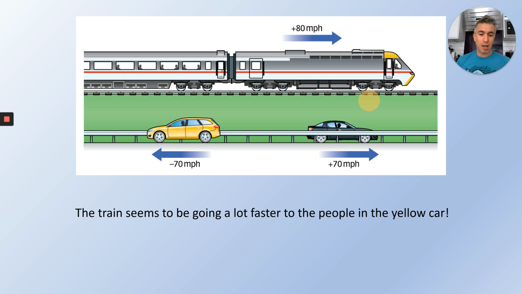So despite the fact that those two cars are traveling at the same speed, they have opposite velocities. One is 70 miles an hour, one minus 70. They're going in opposite directions. And so according to the people on the train, the yellow car is going incredibly fast in that direction. And the black car is going really slowly, and it's just disappearing behind.